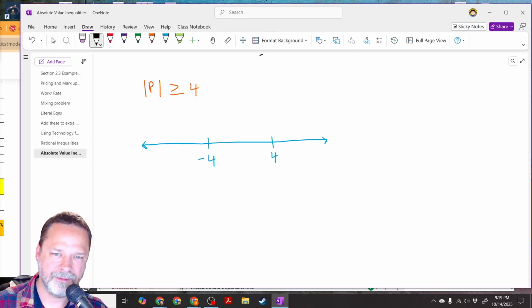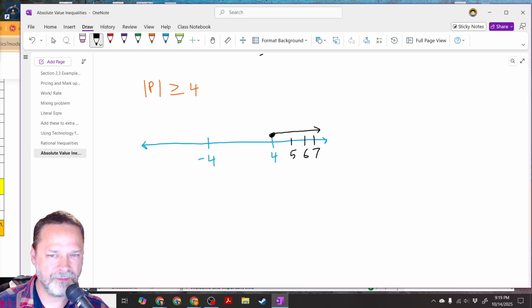So first off, values greater than or equal to 4, those would work. So values like 5, 6, 7, all of these are greater than or equal to 4. So all of these would work. All of them going this way, for sure.